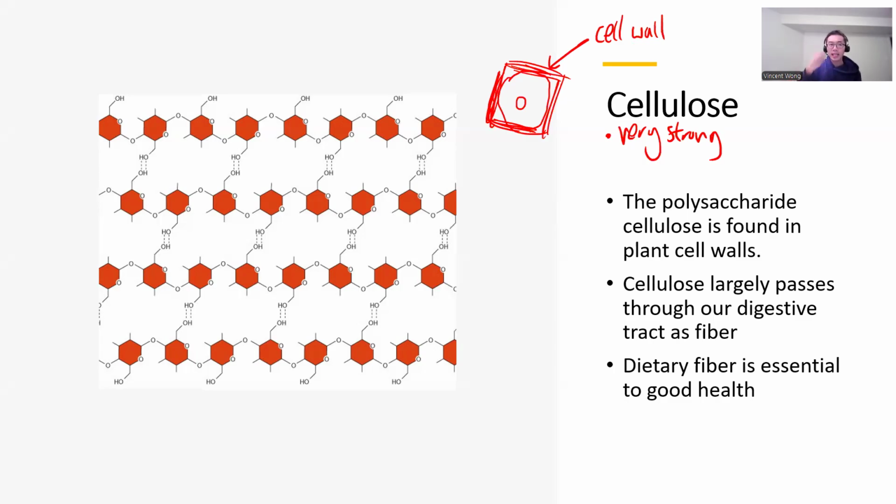When we eat our vegetables, we also consume the fibers. We consume the cellulose. However, we cannot digest cellulose. We don't have the enzyme. We don't have the ability to break it down. So cellulose just kind of moves through our digestive tract and it helps us go to the bathroom. So dietary fibers is important to give us good health, but it doesn't give us any energy.